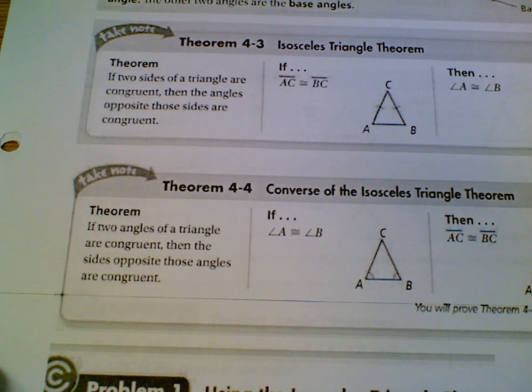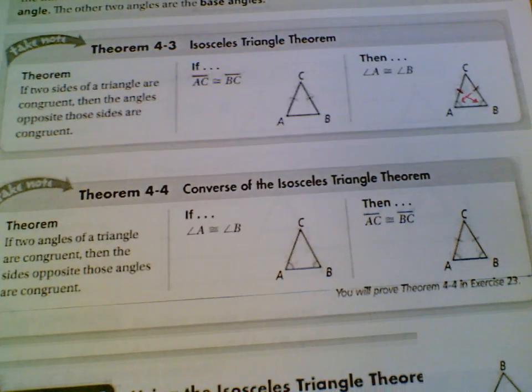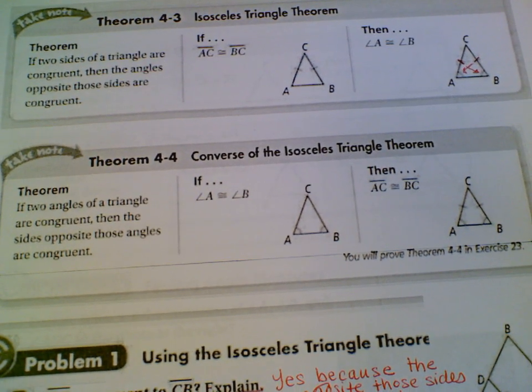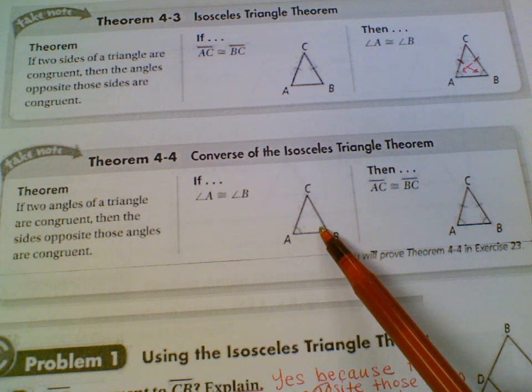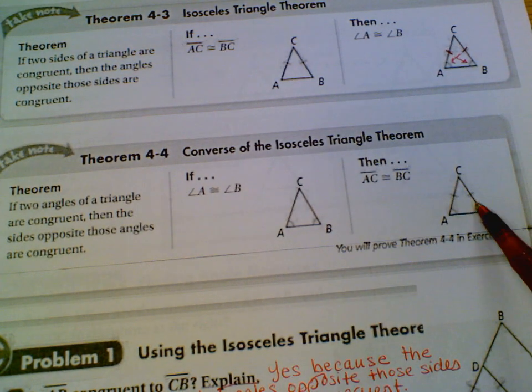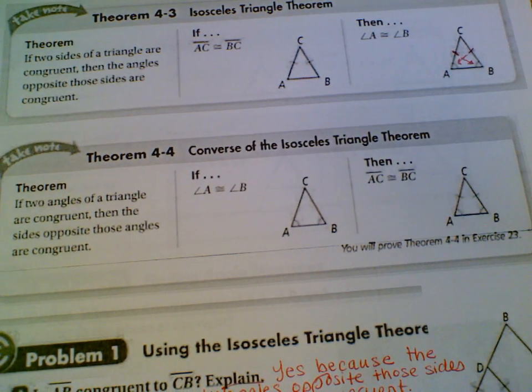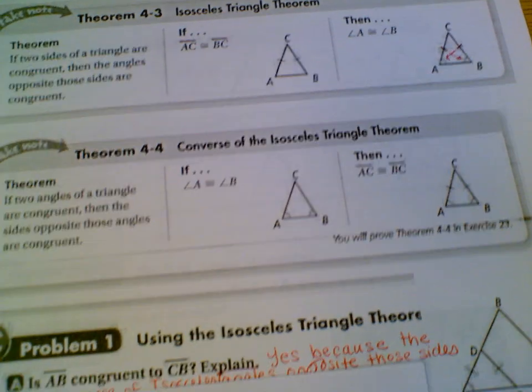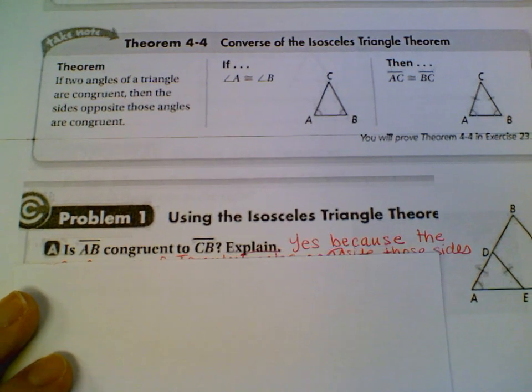The converse is also true of that theorem. It says if two angles of a triangle are congruent, then the sides opposite those angles are congruent. So if I know my base angles are congruent, then I also know that this has to be isosceles and these sides have to be congruent. Okay, so using those theorems, it's going to ask you some questions about sides or angles being congruent.